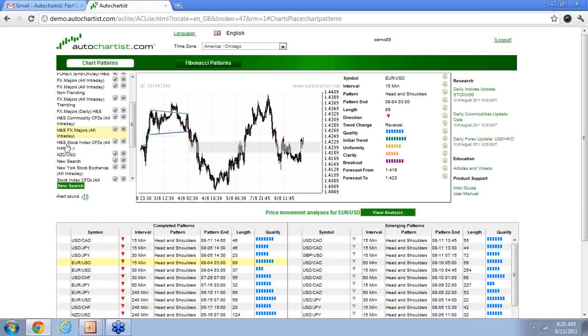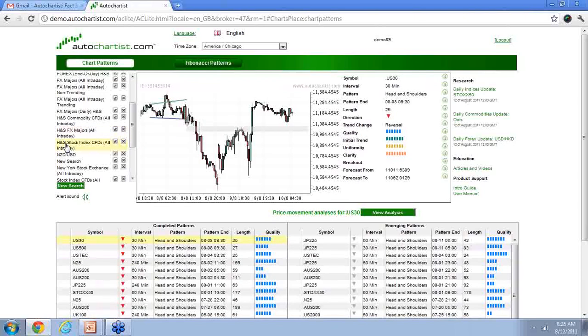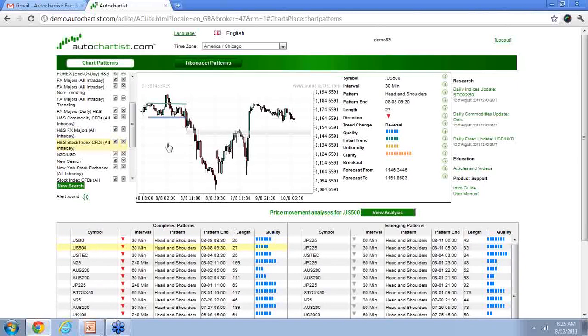Look at our stock index head and shoulders patterns also. And one in particular occurred in the US 500 or the CFD or the S&P 500 market. It occurred on the 30-minute chart on August 8th. And you can see that this market was almost a textbook head and shoulders pattern. Even the clarity over here was picked up as a 10, which is that maximum amount.